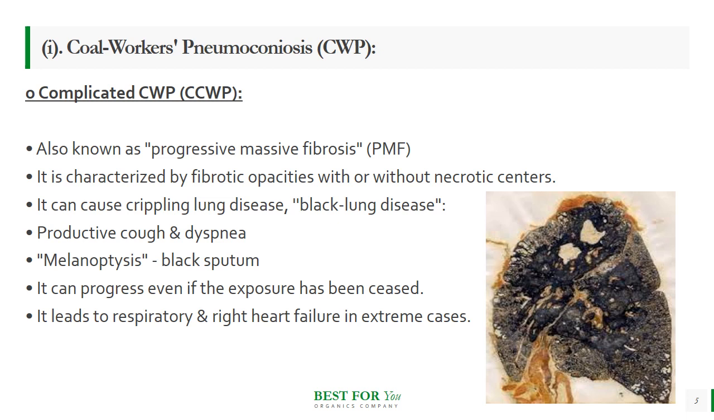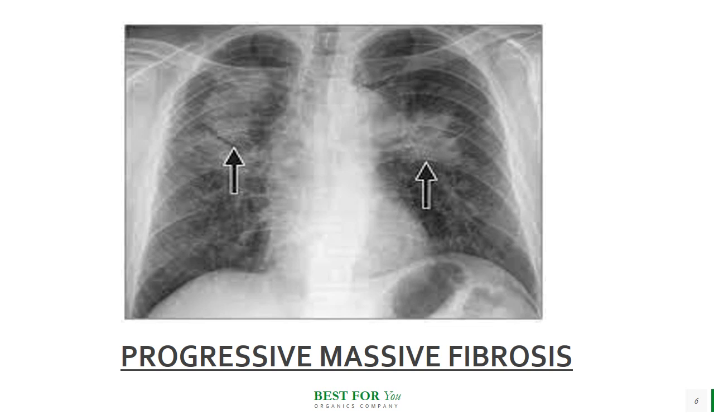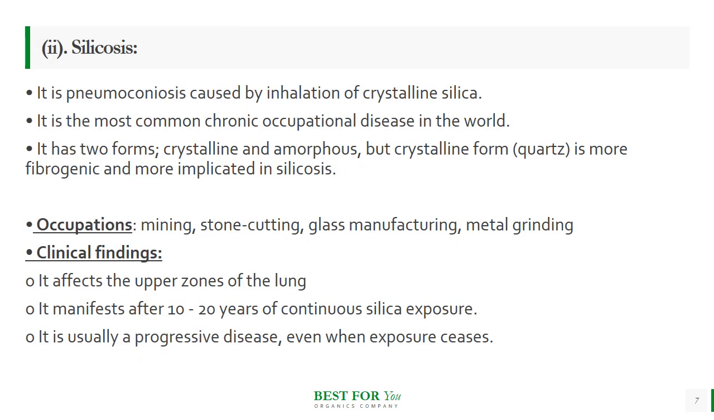It can progress even if the exposure has been ceased. So this is also another difference from the simple one, and it leads to respiratory and right-sided heart failure in extreme cases. So it's a critical condition. As you can see, there is progressive massive fibrosis on the chest X-ray pointed with arrows, and it may progress even more if you have a continual exposure, and also even without exposure because it is progressive.